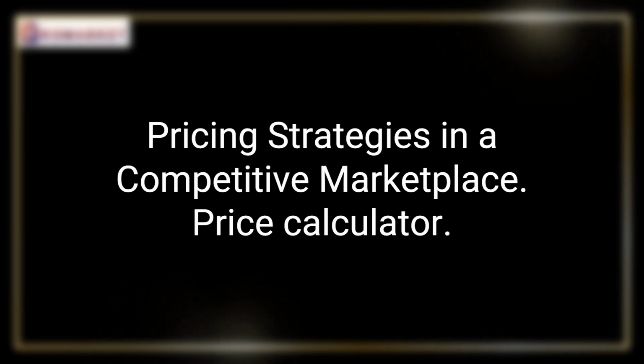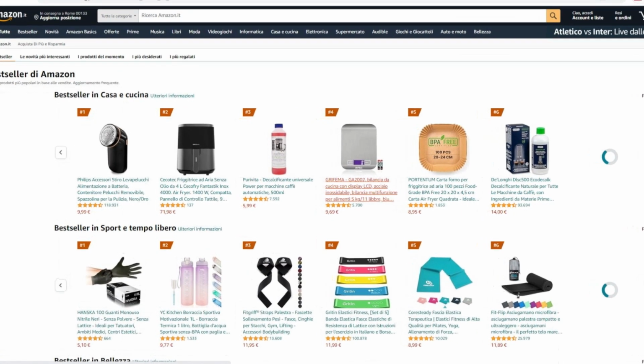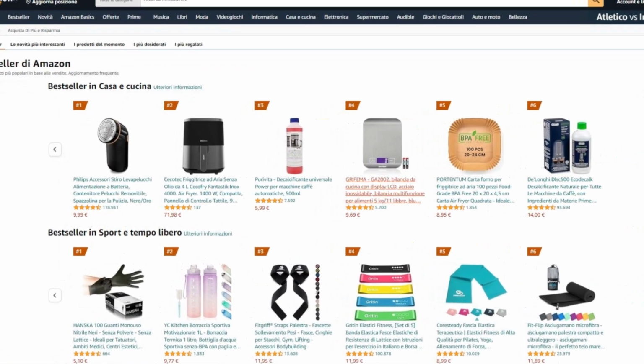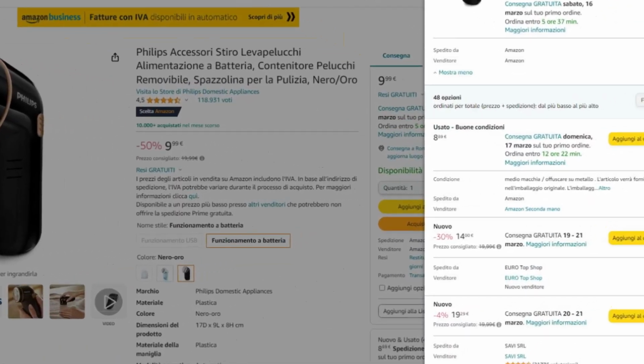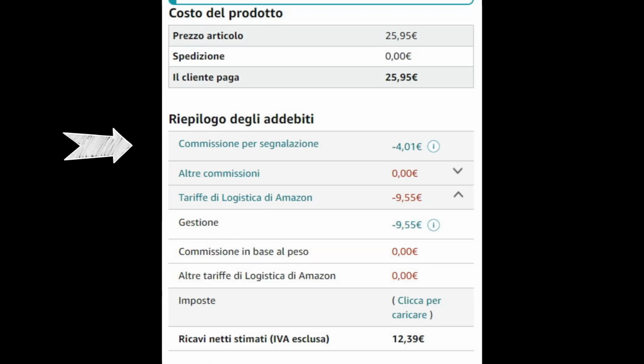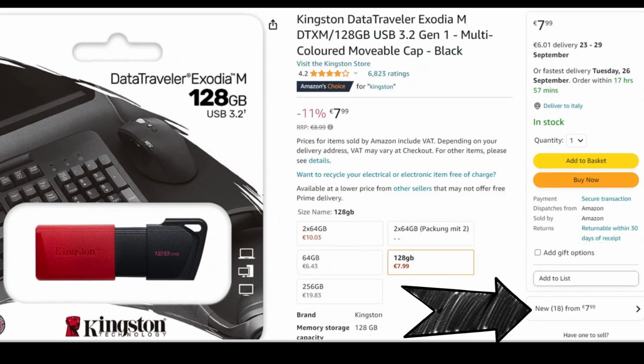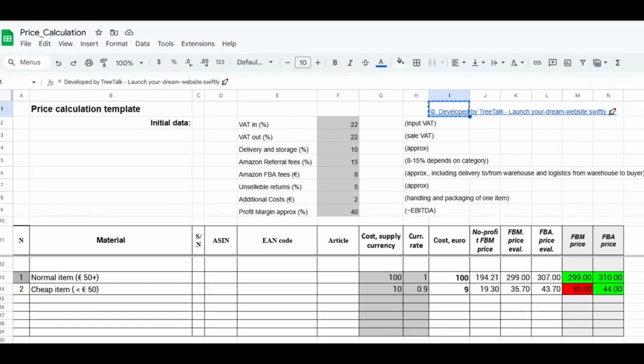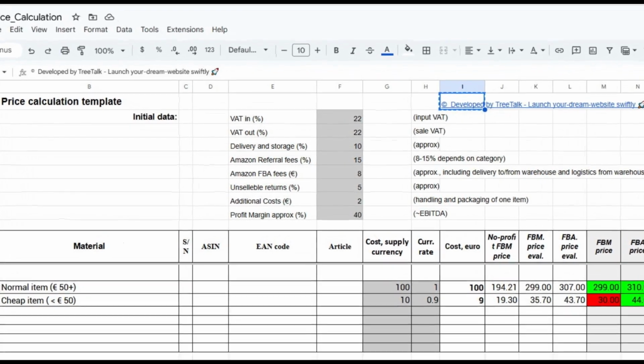Let's assume you already have a product to sell. The fundamental question is one of price. Determining the correct price for a product on Amazon is a delicate balance. You must consider the platform's fees, the cost of returns, and the competition within the buy box. In order not to trade at a loss, you need a calculation.